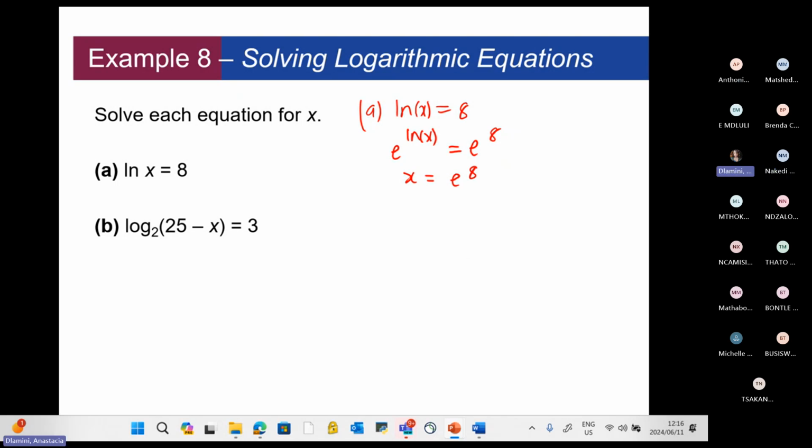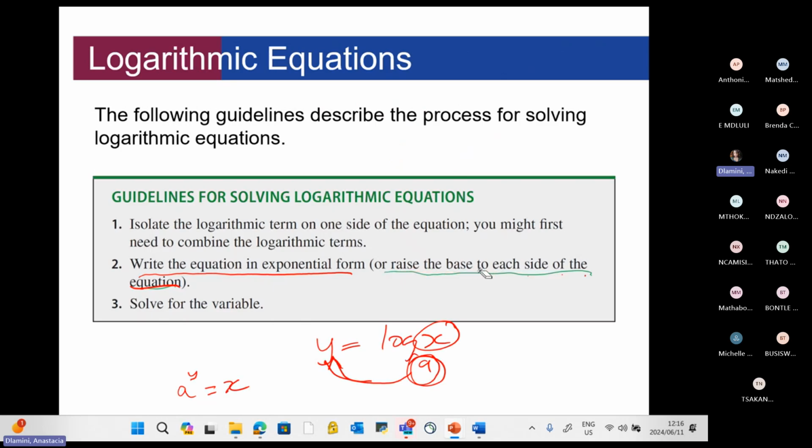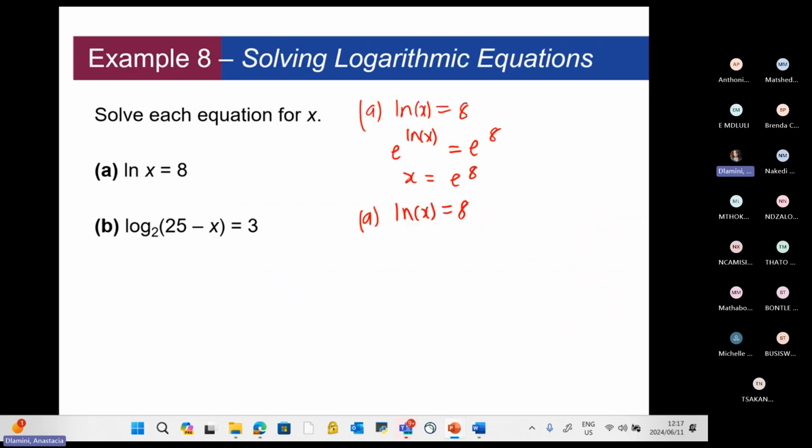Yes, ma'am. Now I want you to do the first part, which is this one. I did this part, and you need to do this part. There are 2 ways, it's this one and this, or this one. So write the equation in exponential form. 30 seconds. Let's discuss this. How do we write in exponential form? Guys, let's think. Should I give you a clue?